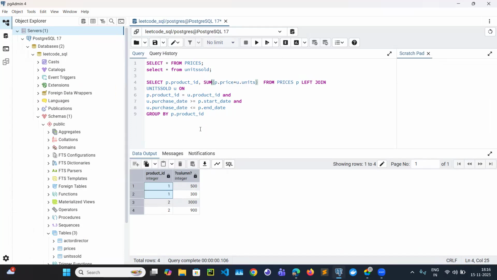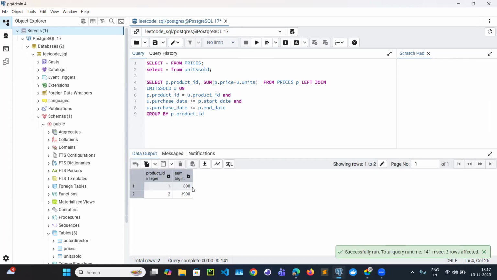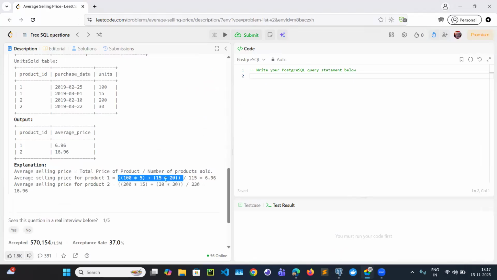So let's take the sum. There is one extra bracket. Okay, we take the sum. If I simply run, you can see 800 and 3900. But this is not what we want. We want the average. Currently we get the sum. This is not an average. So to calculate the average, we need to divide.